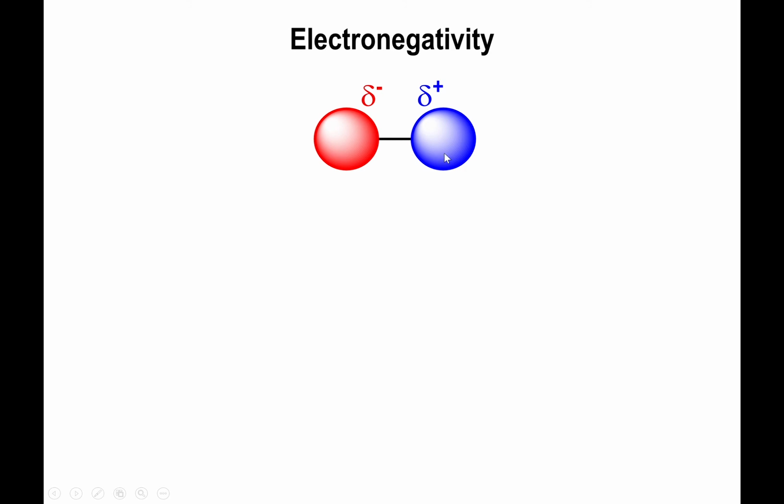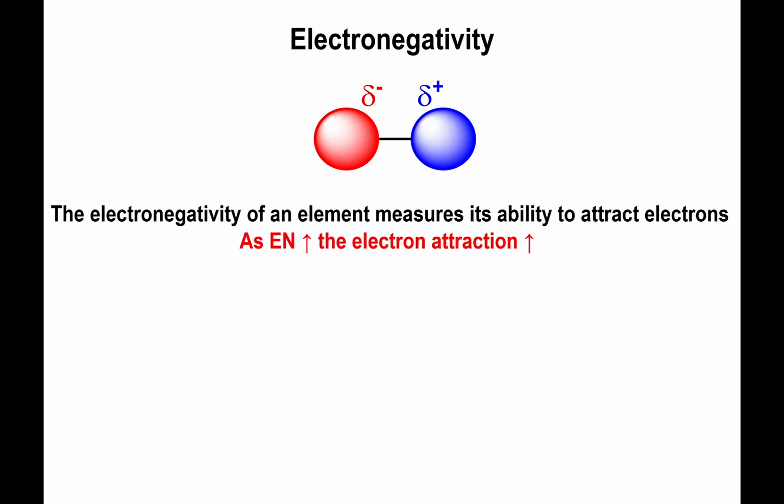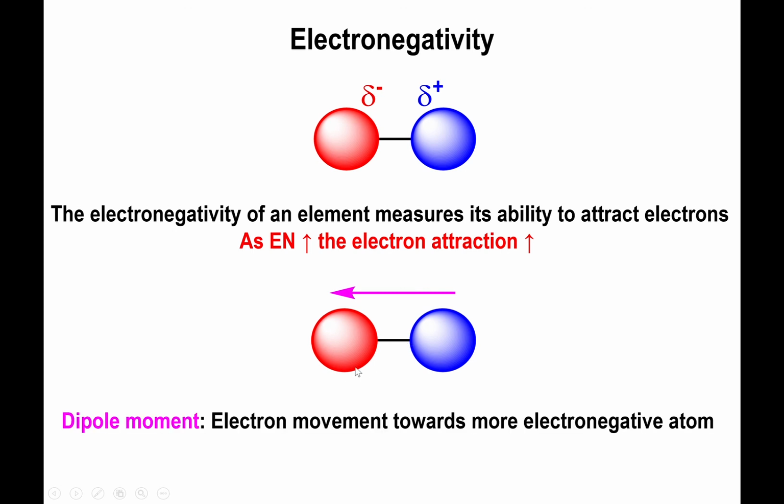So the mere fact of making a bond between them will develop a partial negative charge on one of them and a partial positive charge on the other one, with the one with the partial negative charge being the one that attracts electrons more easily towards itself. And the tendency of this ability to attract electrons is what we call the electronegativity. And we also depict that attraction with a dipole arrow pointing towards the more electronegative atom.